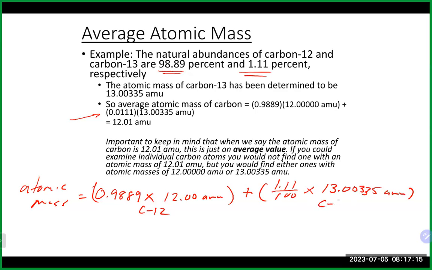And that's our carbon-13 isotope. And again, when we add that together, we got 12.01, which is, again, pretty much what we see on the periodic table. So this is what we're referring to as them being basically the average atomic masses of all those naturally occurring isotopes.